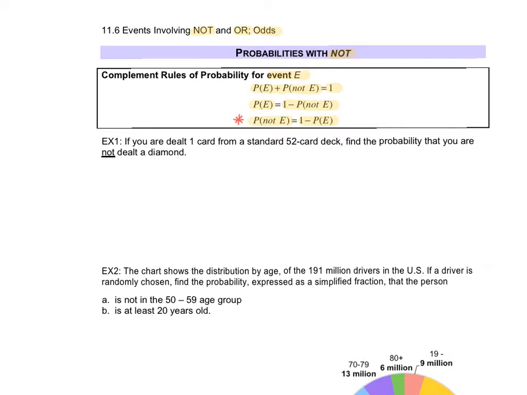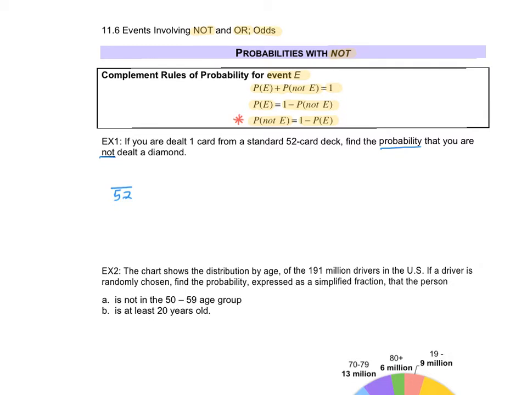Let's look at example 1. If you are dealt one card from a standard 52 card deck, find the probability that you are not dealt a diamond. So again, this is a probability. We're going to write a fraction. In the denominator, we're dealt one card from a standard 52 card deck, so there's 52 possible cards we could get. This is a not diamond.